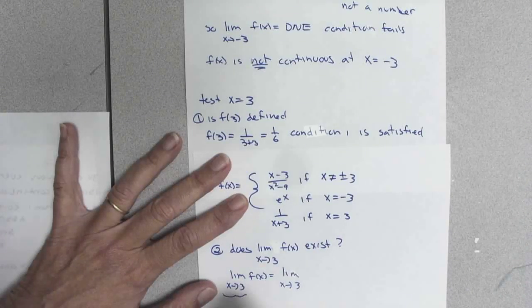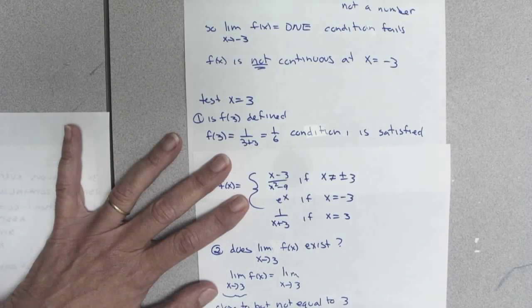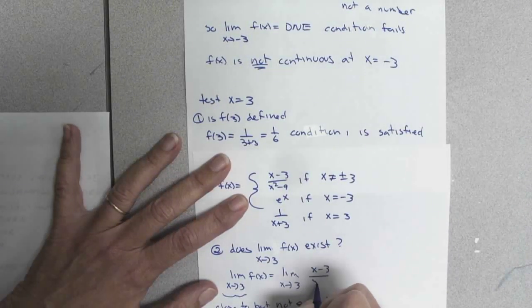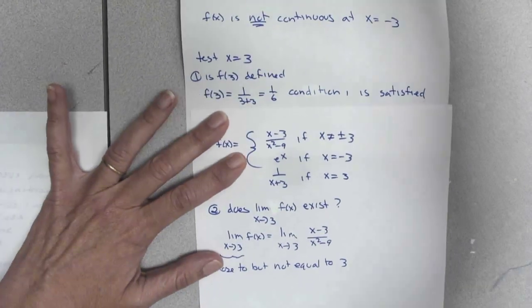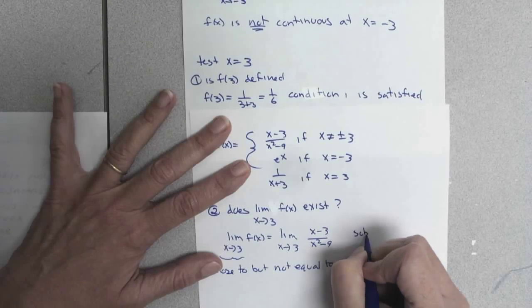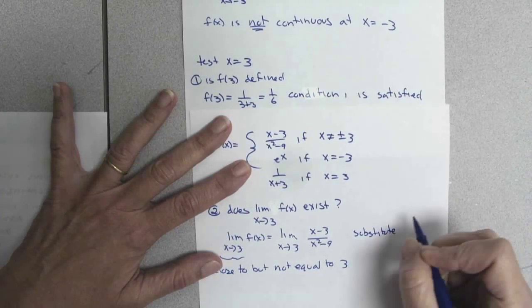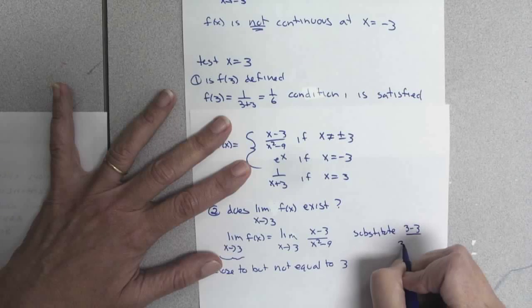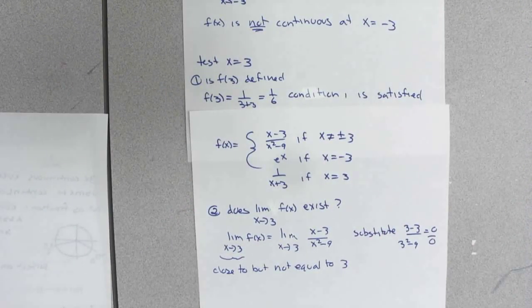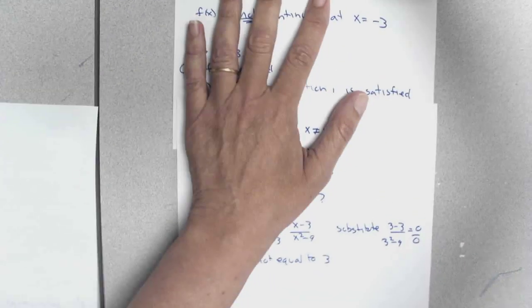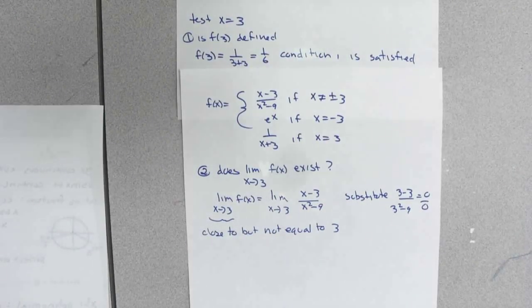Again, remember what this means: close to, but not equal to 3. Well, not equal to 3, I use x squared minus 9. Substitute. I'm going to get 3 minus 3 over 3 squared minus 9, 0 over 0. 0 over 0, indeterminate, means I just need to do something else.